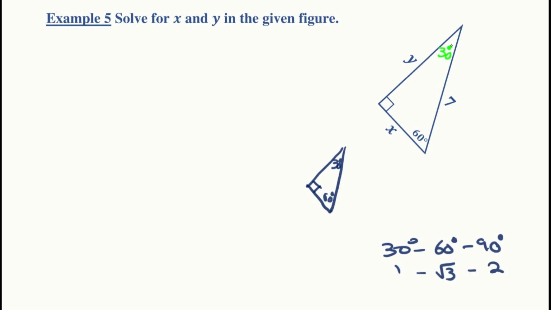So we get a 1 opposite the 30, we get a square root of 3 opposite the 60, and we get a 2 opposite the 90. So now you can see we have drawn our reference 30, 60, 90 triangle in a manner that is very similar to the one that we're looking at here. And now we can quickly set up ratios to solve for the unknowns.